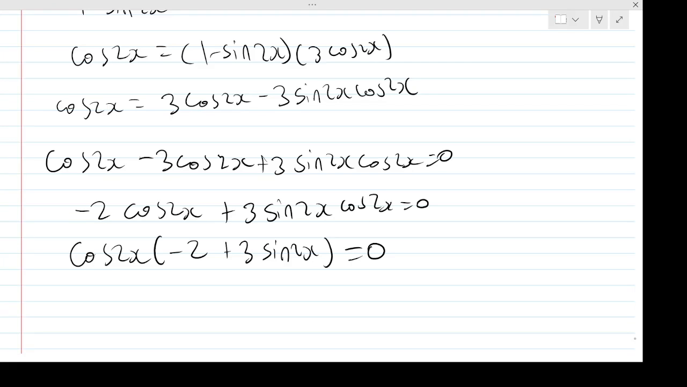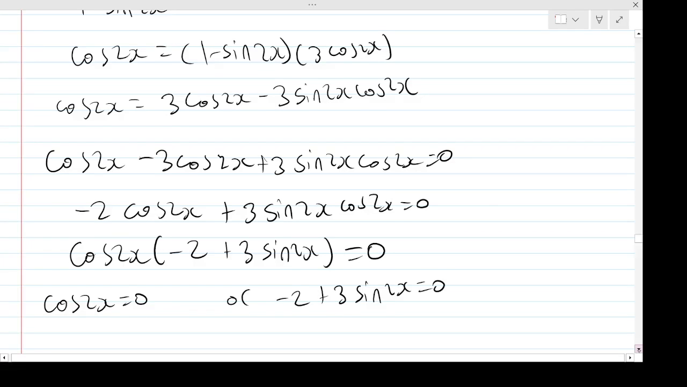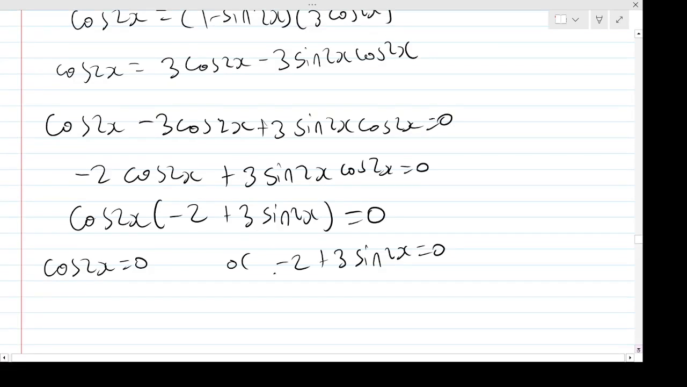Now I've got 2 of these equal to 0, so either cos 2x equals 0, or minus 2 add 3 sine 2x equals 0. And then I can simplify this equation here. So this will just be sine 2x equals 2/3, if I add 2 to both sides and then divide by 3. So I've got 2 equations then: either cos 2x is equal to 0 or sine 2x is equal to 2/3.